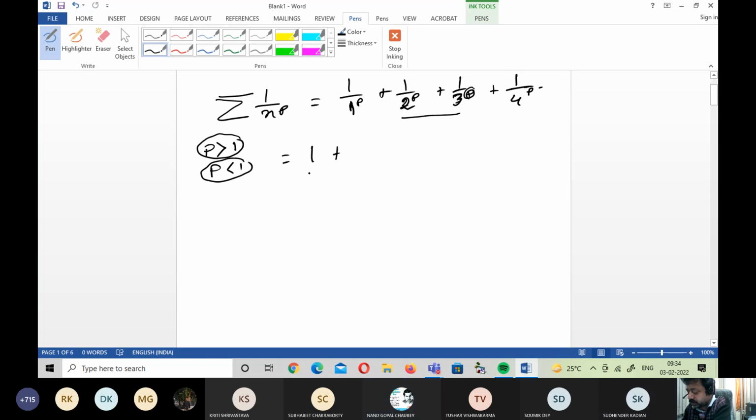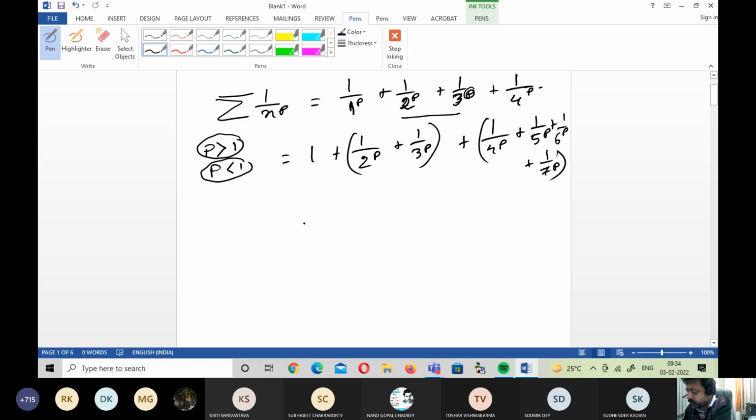We will discuss every possibility. So it will be 1 plus 1 by 2 to the power p plus 1 by 3 to the power p. Just make a group: 1 by 4 to the power p plus 1 by 5 to the power p plus 1 by 6 to the power p, 1 by 7 to the power p.